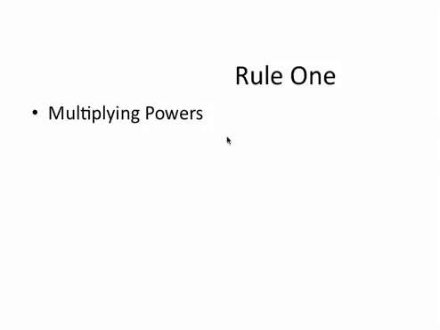Rule 1, multiplying powers. Okay, here's an example. x times x. Well, that's x squared, which is the definition of x squared. Something to the power of 2 is that number multiplying itself. But also notice that x is x to the 1.